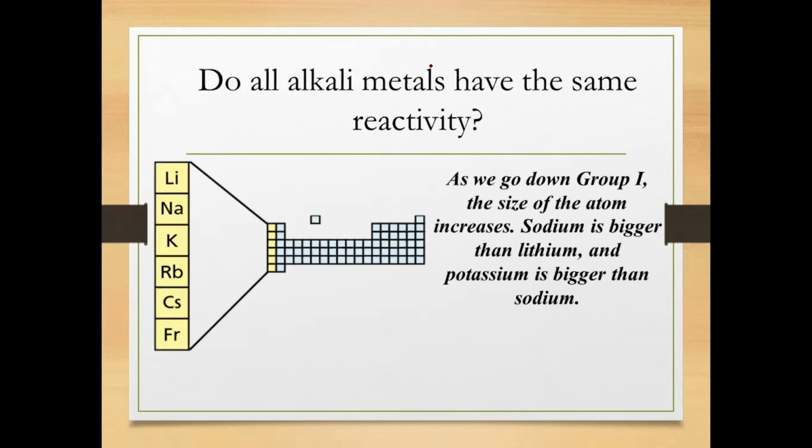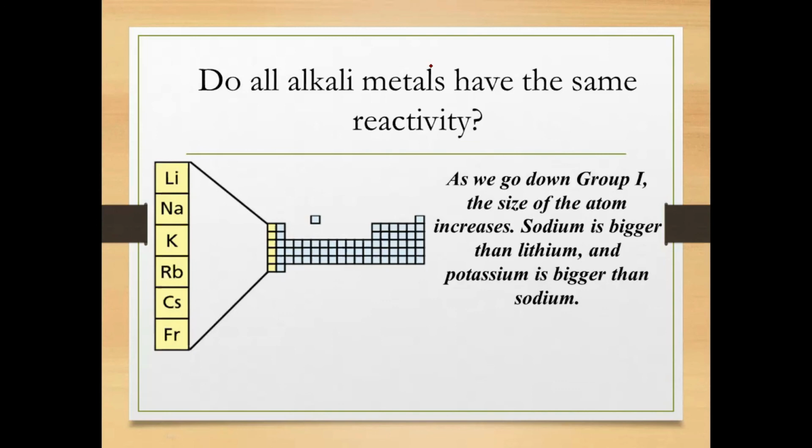Now, do all alkali metals have the same reactivity? As we go down in group number 1, the size of the atom increases. As we know, when we are moving down the group, the number of periods increases. When the number of periods increases within a group, that means the number of shells also increases, and so the size of the element increases.